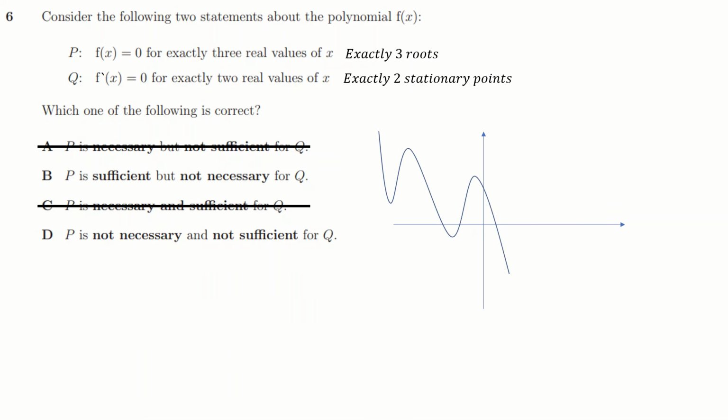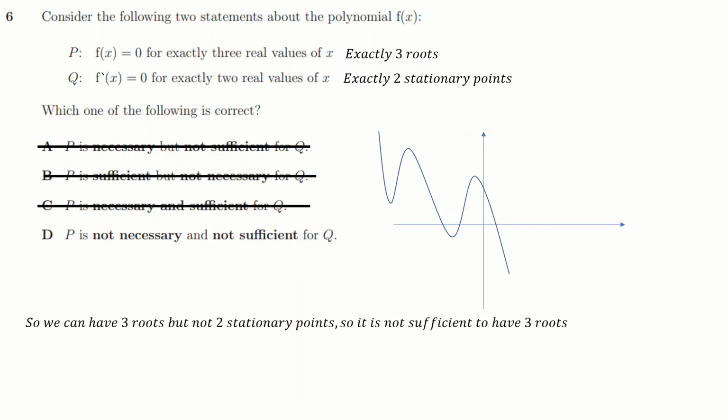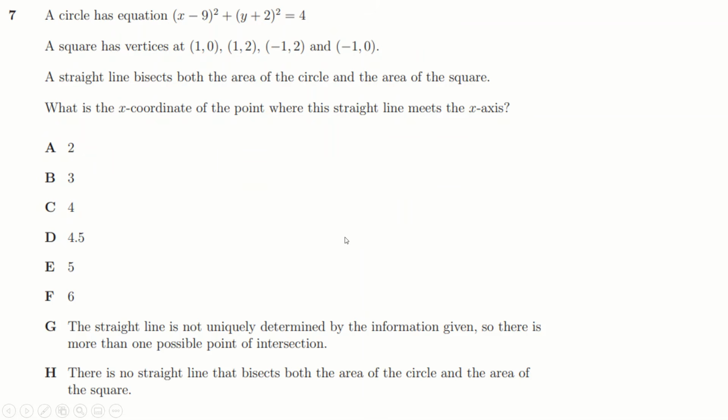What about the other way around? Can we have 3 roots but not 2 stationary points? Well, there's the example right there. That has 4 stationary points, 3 roots. So it's clearly not sufficient. If you're saying, oh, I have a graph with 3 roots, it's clearly not sufficient to say, oh, that has 2 stationary points. So it's neither necessary or sufficient. And the answer will be D. So counterexamples and examples are good for those questions.